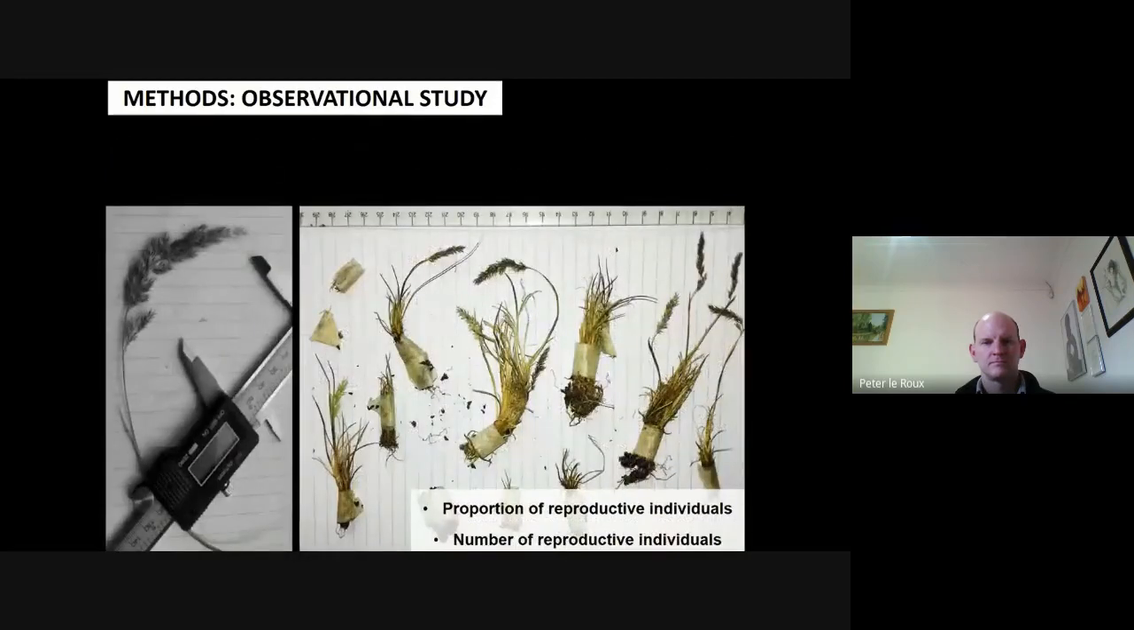Several measures of Agrostis performance were recorded, but the variable that we're going to focus on now is first the proportion of reproductive grass individuals. So that tells us about how successful each individual grass was. However, because examining the total number of reproductive individuals per cushion plant or per sample provides insights into population level reproductive output, we'll also report some results for that metric.